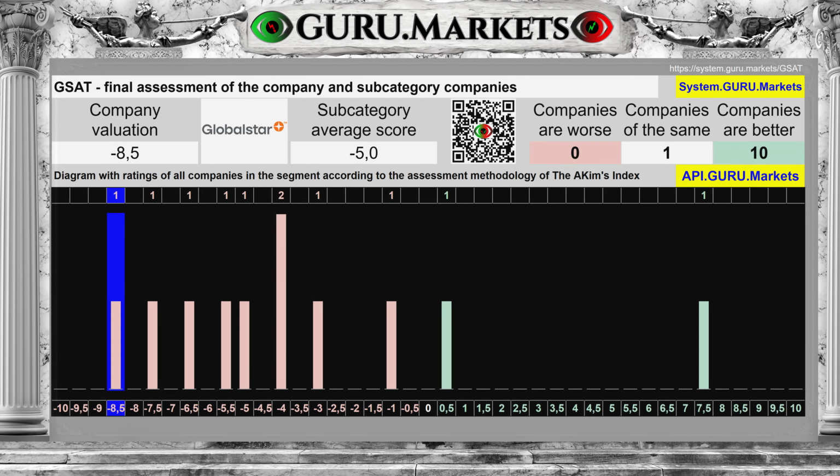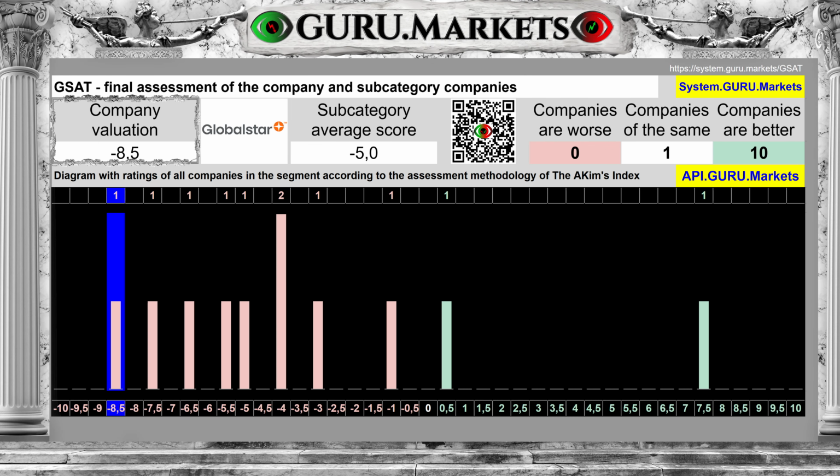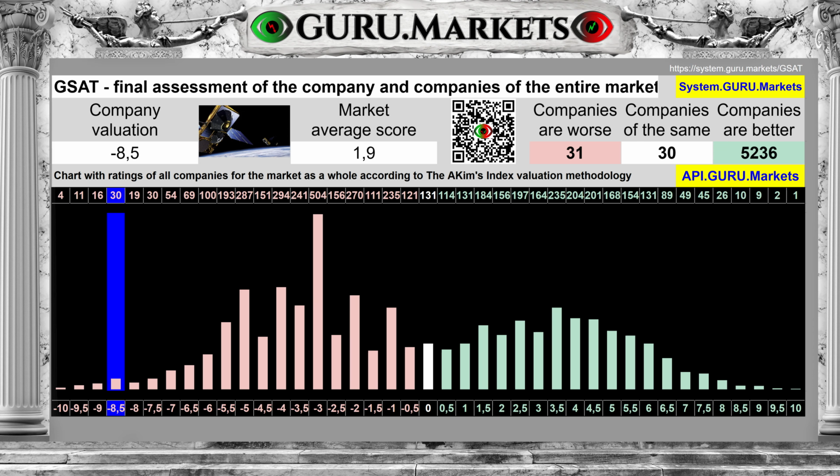Result for the company under study, minus 8.5 out of 10 points. The average score for the subcategory is minus 5 points. If you look broadly, within the entire stock market as a whole, note that the average rating for the market as a whole is 1.9 points, against the company's rating of minus 8.5 points.